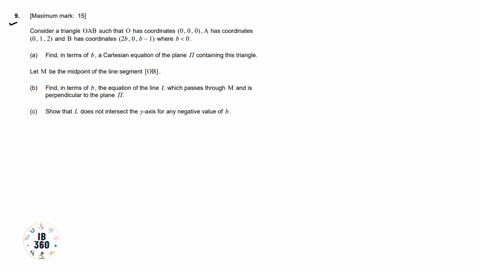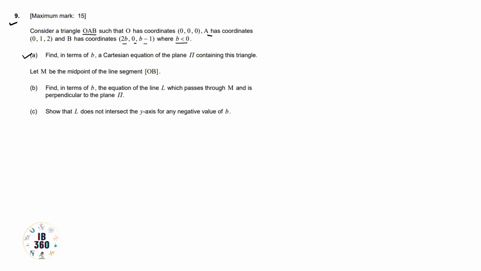Now the ninth problem of this particular paper. The problem is, consider a triangle OAB such that O has coordinates 0, 0, 0, A has coordinates 0, 1, 2, and B has coordinates 2b, 0, b minus 1, where b is less than 0. Now find, in terms of b, a Cartesian equation of the plane containing this triangle.